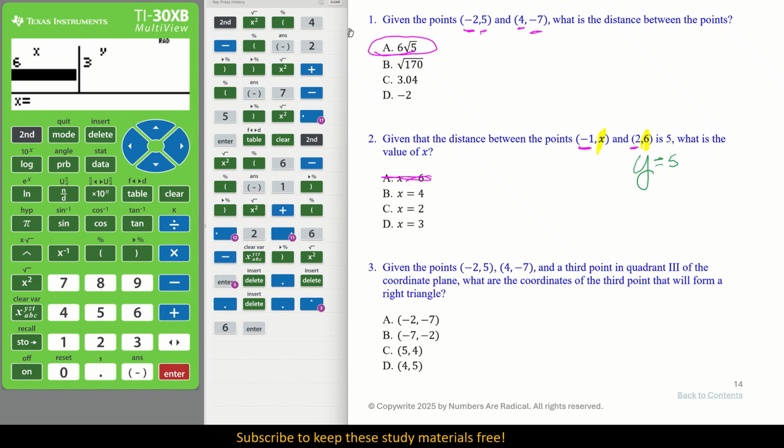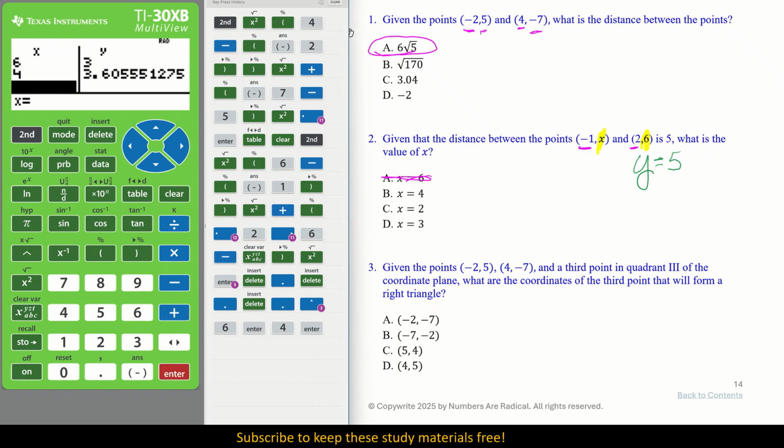If you've watched other videos where I've done this, then you know what I'm doing. But if you haven't, then you don't know. So 4, enter. I'm going to say no to that. How about 2? 2, enter. That's a winner.